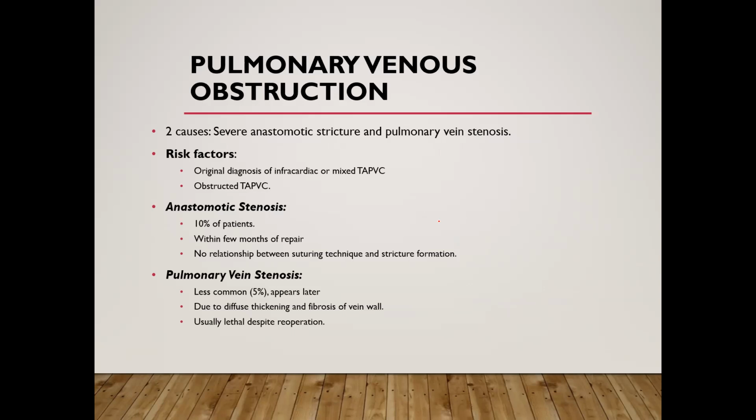Pulmonary venous obstruction could be there, with two causes, either severe anastomotic stricture or pulmonary vein stenosis. Risk factors are infradiaphragmatic, previous infracardiac or mixed TAPVC, or obstructed TAPVC. Anastomotic stenosis occurs in 10% of patients within a few months of repair. There is no relationship between the suturing technique and stricture formation. Pulmonary vein stenosis is less common and appears later due to diffuse thickening and fibrosis of the venous wall, usually lethal despite reoperation. Thank you.